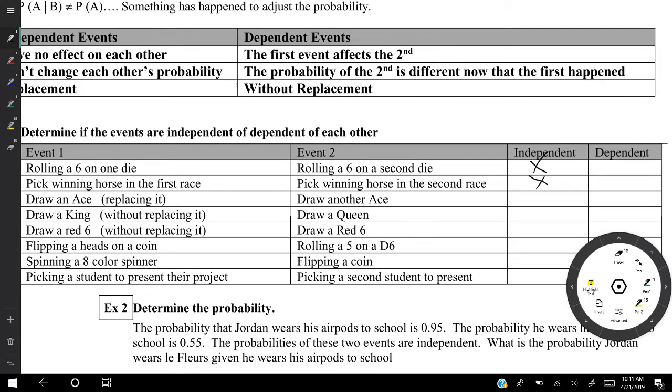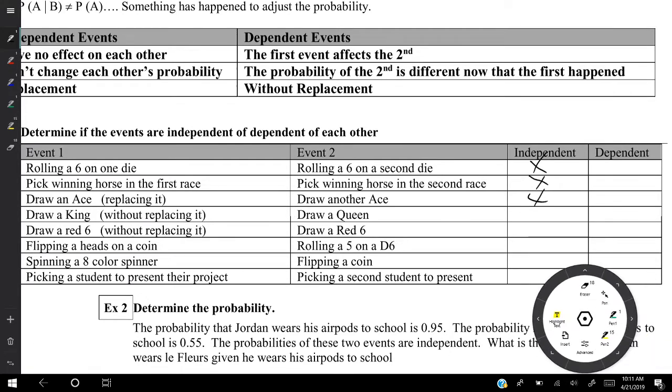Drawing an ace, placing it back in the deck, and then drawing another ace. Well, if you draw an ace and then put it right back, you've completely reset the situation. They're independent. It doesn't matter if you drew the ace that first time. You put it back in, and it's the exact same deck. Nothing's changed. If you draw a king and you don't put it back in the deck, this is what I was saying, 52 versus 51. I have 52 cards. I draw an ace. Oh, sweet. I don't put it back, and I try to go for a queen. I am drawing out of 51 cards. The probability of drawing a queen has now changed. It's now 4 out of 51. So we say it's dependent because it changed. If it's not replacing, it's dependent.